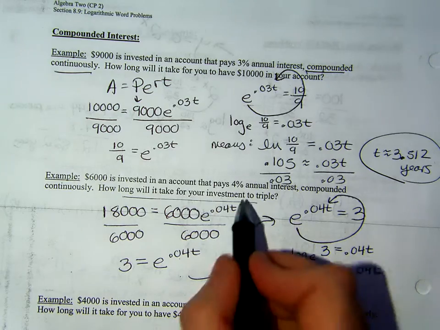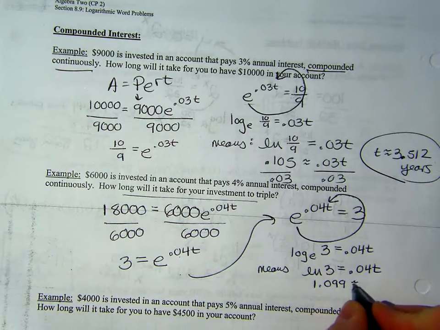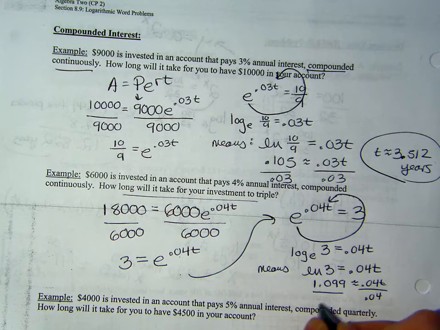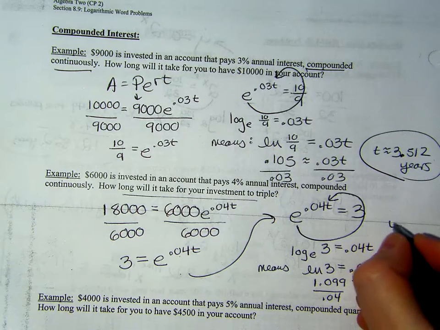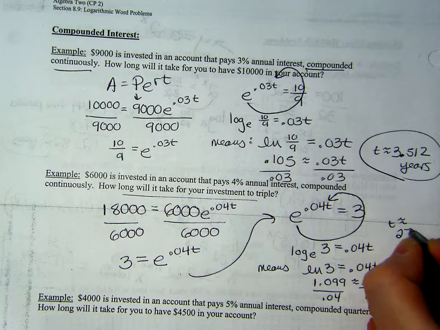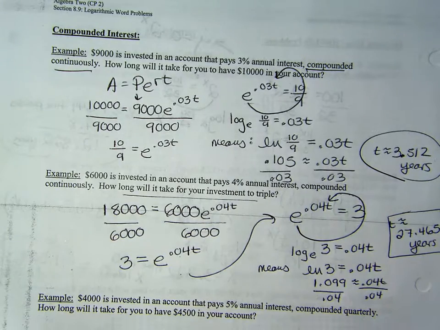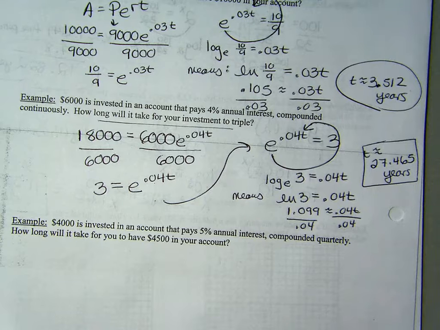Yes, because we're told it's an annual interest rate, so we're talking about how long in years because of that. Can we get 27.465 years?